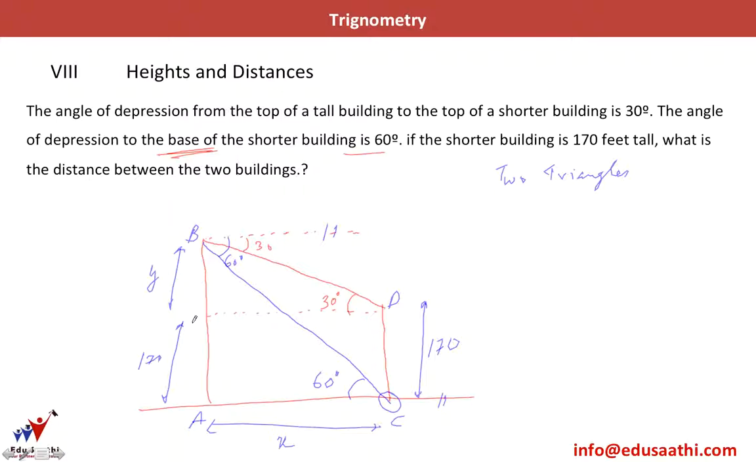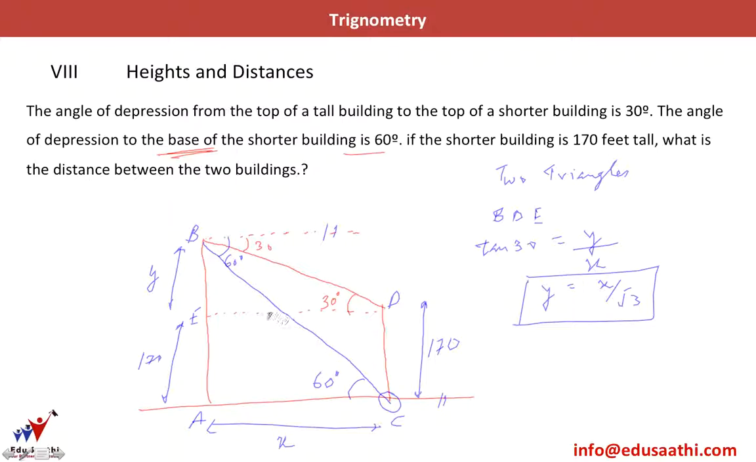I'll just name this as E. So BE is y. I'll take the triangle BDE first, which has this angle 90 degrees. Here tan 30 is equal to y divided by x. x is the distance between the two towers. So I have y is equal to x divided by root 3, because tan 30 is 1 by root 3. So this is the first equation.